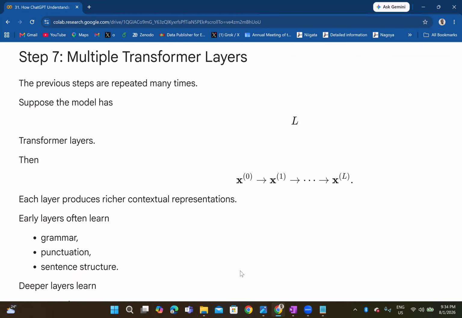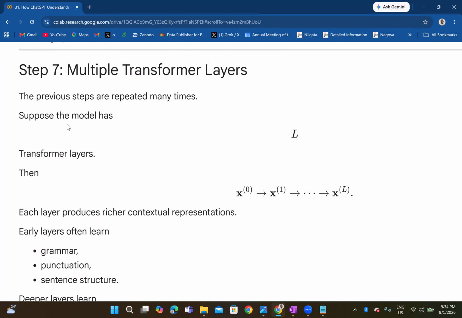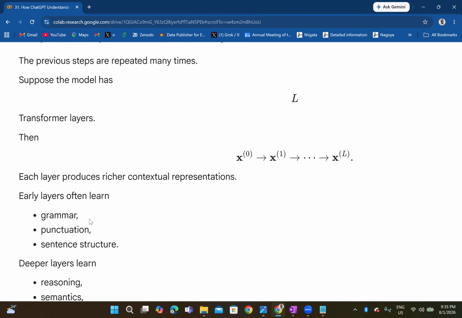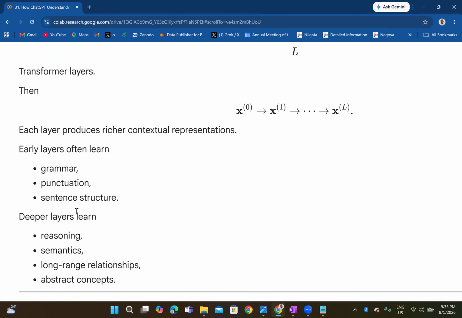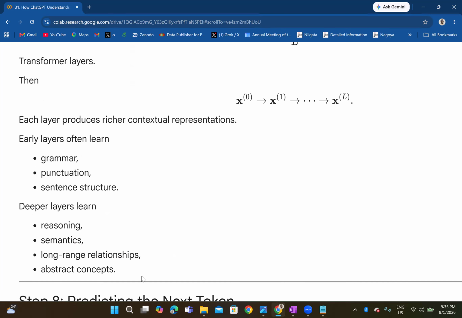And then that takes us to multiple transformer layers. The previous steps are repeated many times. Suppose the model has L transformer layers, then you have X_0, the first set of inputs. It goes through the process, is activated, another weight is multiplied, and you have bias. So it takes you to X_1, and then you go all the way to X_L. Each layer produces rich contextual representations. Early layers often learn grammar, punctuation, and sentence structure, while deeper layers learn reasoning, semantics, long-range relationships, and abstract concepts.